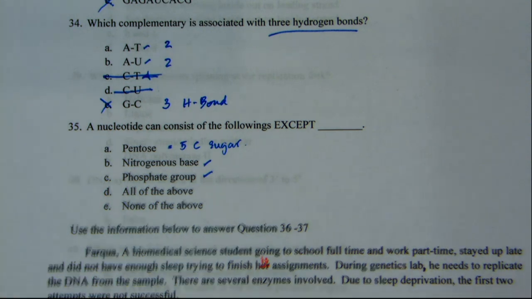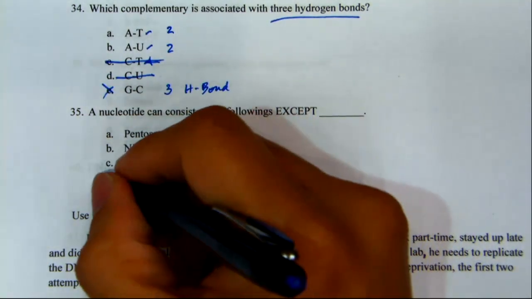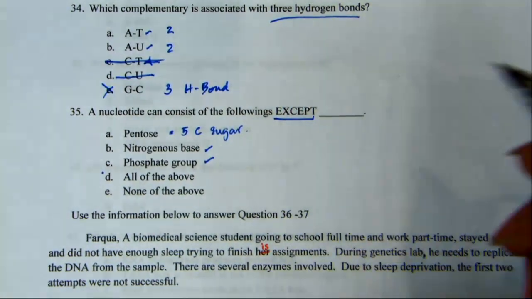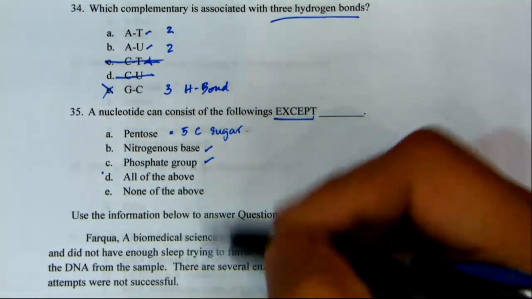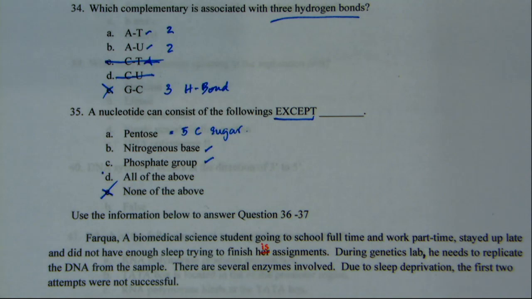Okay, so the next one, we talk about how all of those A, B, C are the components of nucleotides. They said except, right? None of these, because all of them are. So the answer is none of the above.